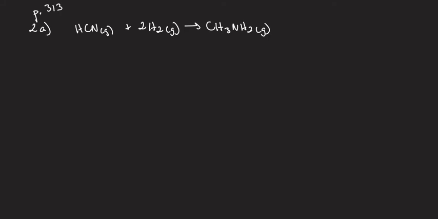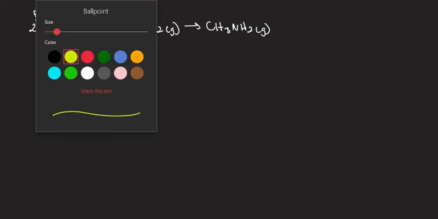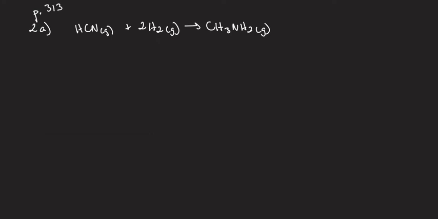Your first step in answering a question like this is actually to draw Lewis structure diagrams, because you want to make sure that you've accounted for all the different kinds of bonds and also whether they're double or triple and so on. So let's go ahead and do that now.